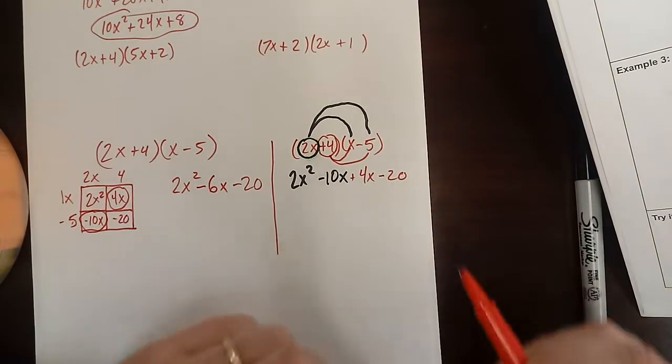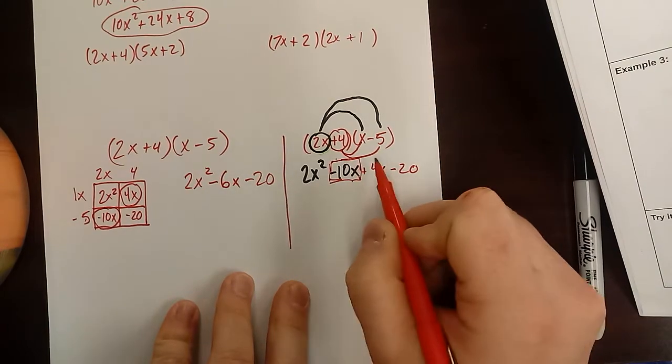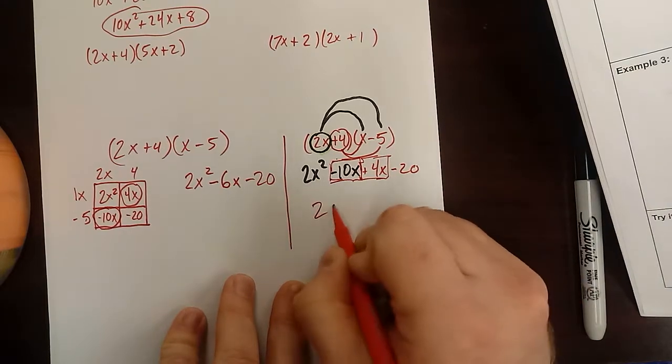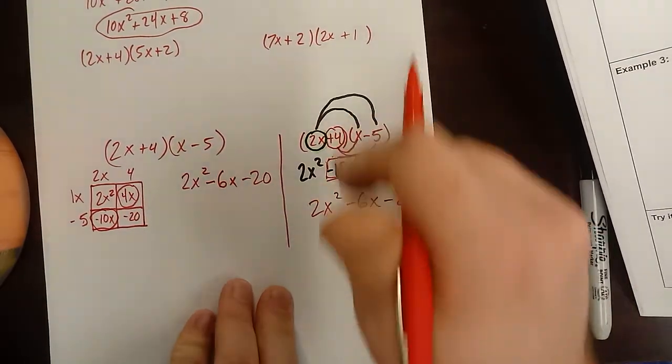And similarly, we can look for like terms. Well, I see a minus 10 here and a plus 4 here. Minus 10 plus 4, same spiel as before. We get 2x squared minus 6x minus 20. Same answer, different method.